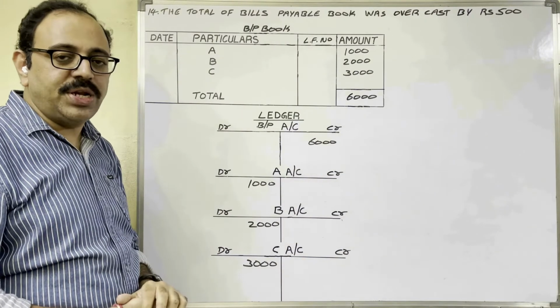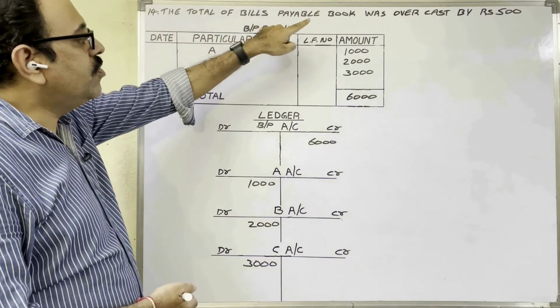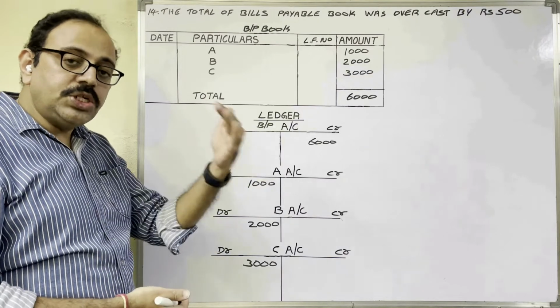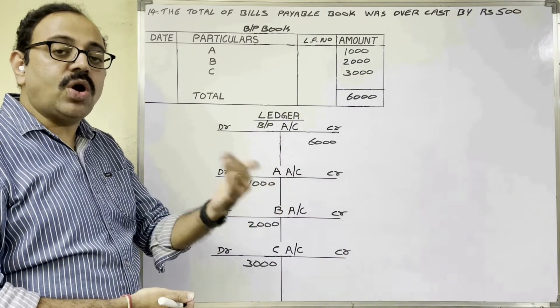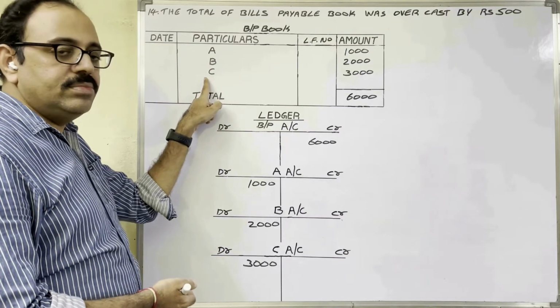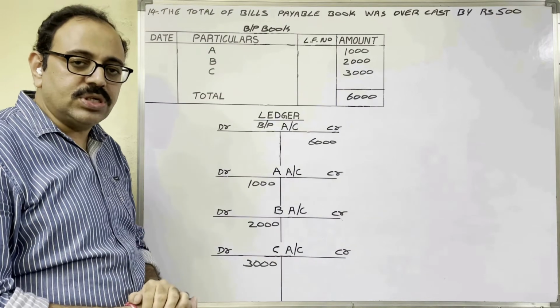Now come to the last point, the 14th one. The total of bills payable book was overcast by 500 rupees. 3 drawers prepared bills on us, on the firm, A, B, C. So 3 bills, 1,000, 2,000 and 3,000.